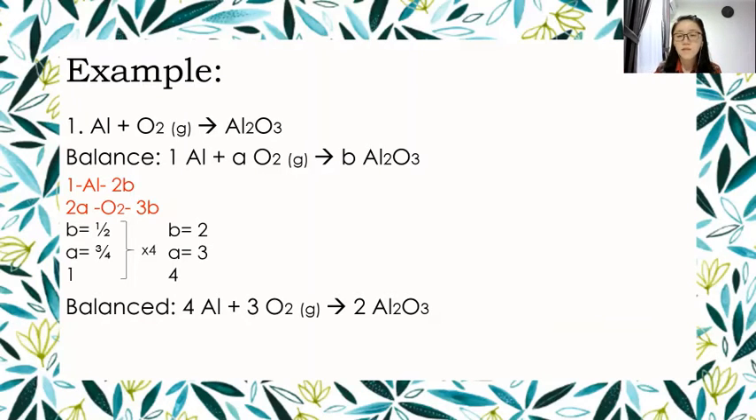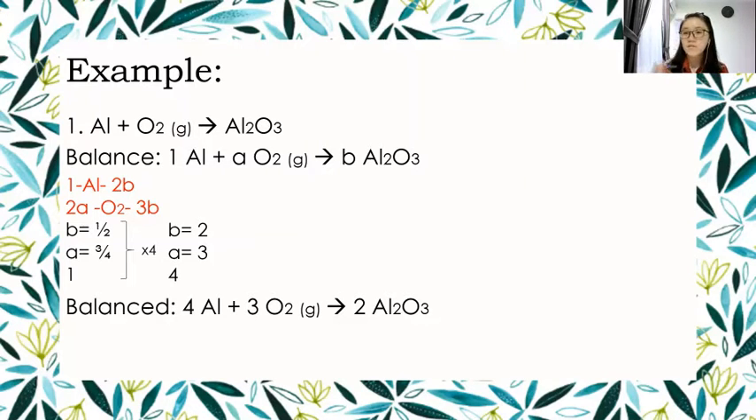To balance it, first you must find the value of B. As you can see, 1 is equal to 2B, because it must be balanced. So 1 is equal to 2B, and 2A is equal to 3B. If 1 is equal to 2B, we can find that B is equal to 1 over 2. And if 2A is equal to 3B, and we have just found B is a half, then 2A is equal to 3 times a half, so it's 3 over 2. So A is equal to 3 over 4.